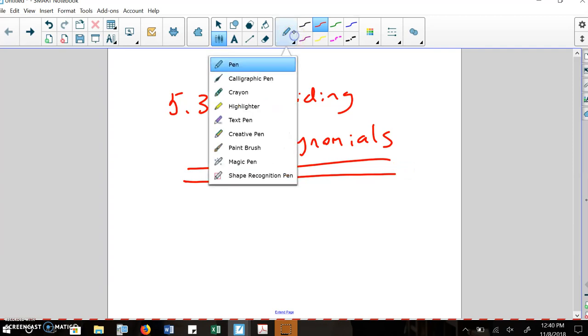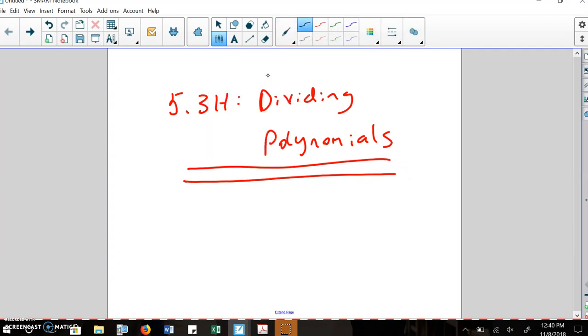Okay, so I'm going to go through and teach you guys how to divide polynomials, and I'll show probably about 4 or 5 examples of how to do it. There's a couple different ways to divide polynomials, but before I jump into how to do it, I just want to talk about the big picture here.